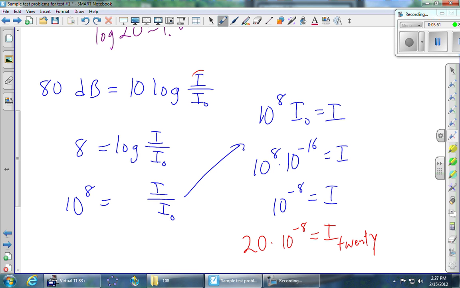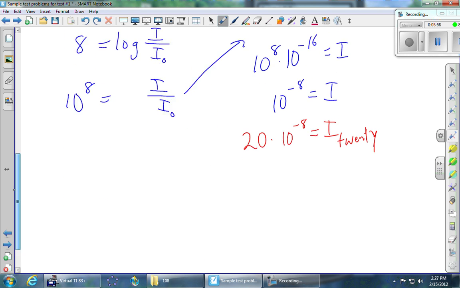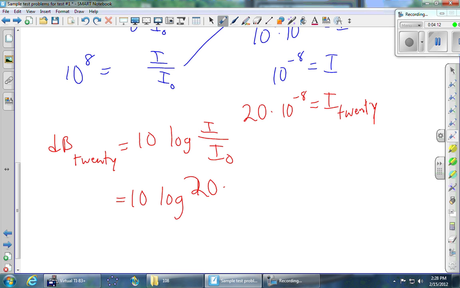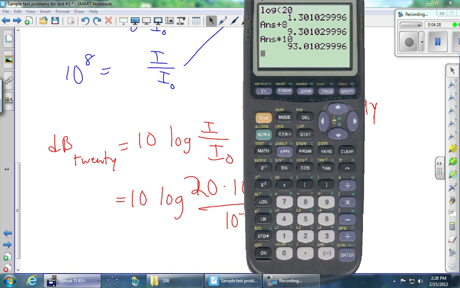And so if I take that value of I and I stick it into my regular decibel formula, then I think we'll get our answer. So the decibel rating for the 20 phones is 10 times the log of the intensity over I0, 10 times the log of the answer we just got, 20 times 10 to the minus 8, divided by I0, which is still 10 to the minus 16. And so I think we can type that into our calculator and get the answer.